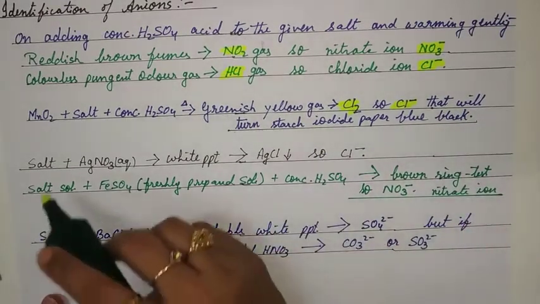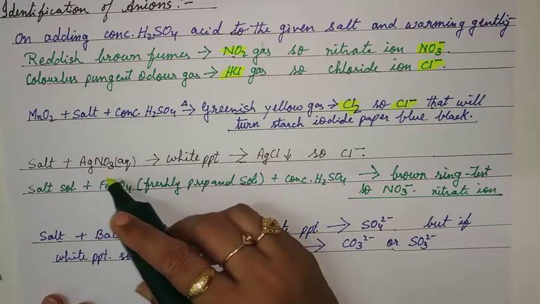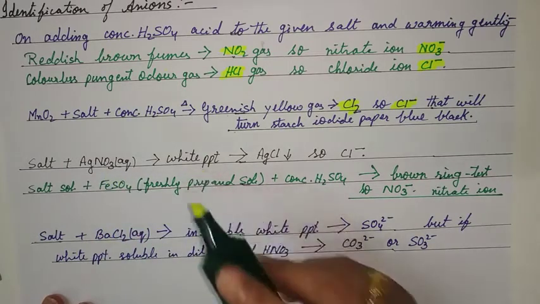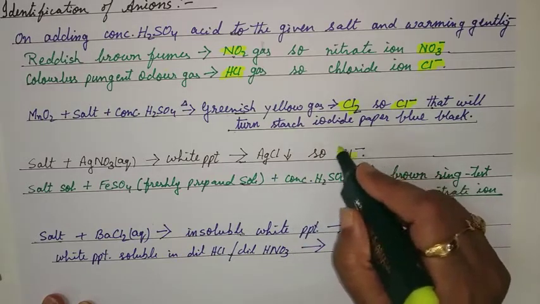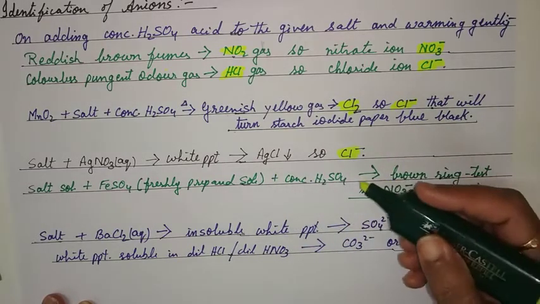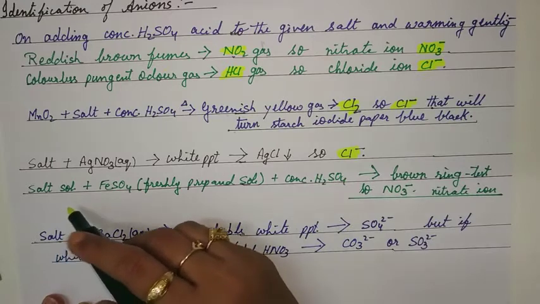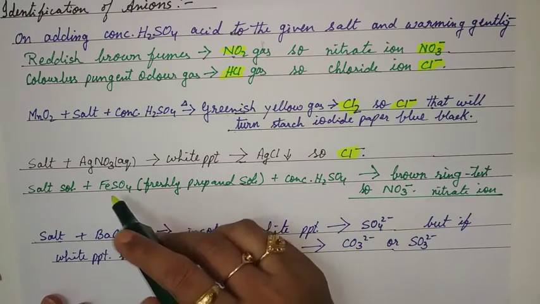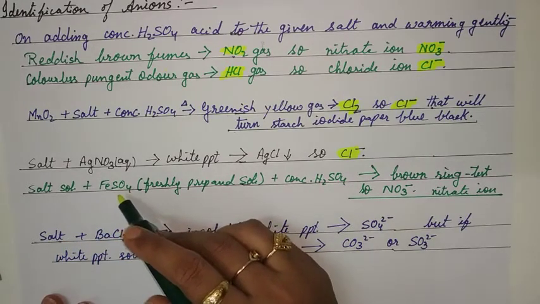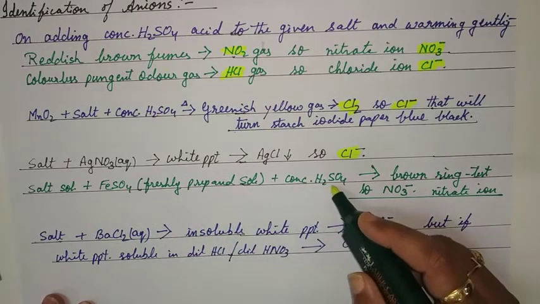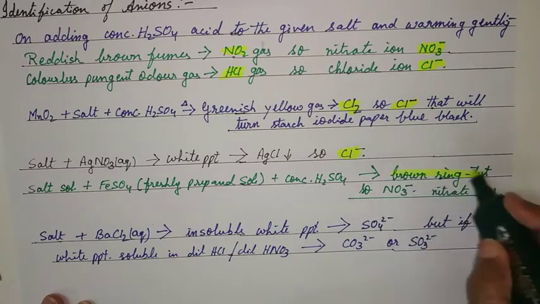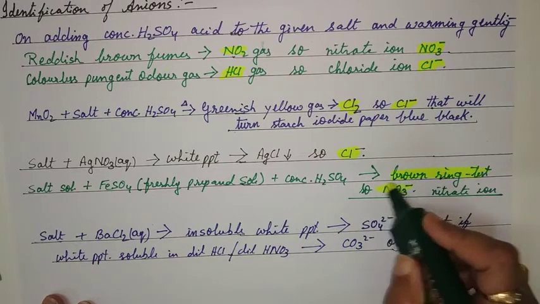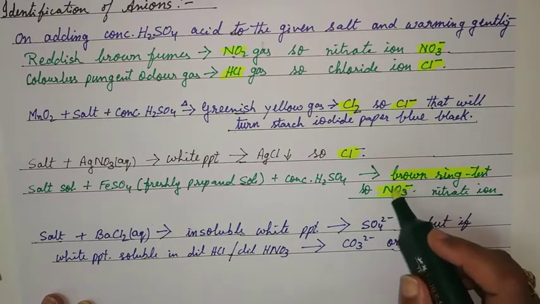One more test. If we add salt to silver nitrate and we get white precipitate, we know that these are the precipitates of silver chloride and the anion is a chloride anion. If the salt solution is added to a freshly prepared ferrous sulfate and conc H2SO4 is added from the sides of the test tube and you get a brown ring, this is a brown ring test, we know that the anion is nitrate. This is important, okay?